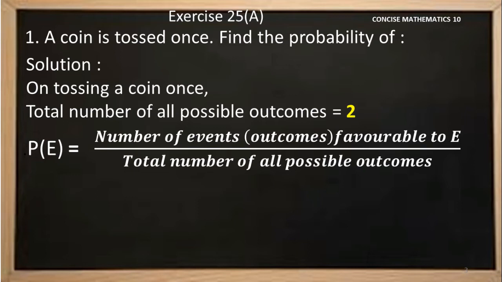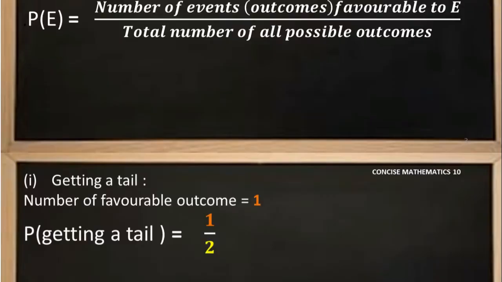Probability of an event is equal to the number of outcomes favorable to E by the total number of all possible outcomes. So, the total number of all possible outcomes is 2. It remains the same for all the sub-questions. Now, in the experiment, all the possible outcomes are listed out. Possible outcomes will not change. The only thing is we need to note down the favorable outcomes. Let us move on to the sub-question.